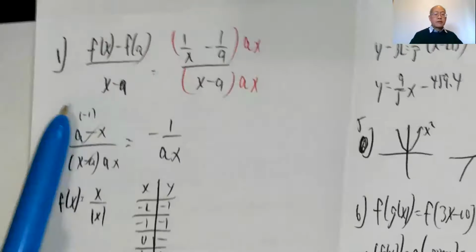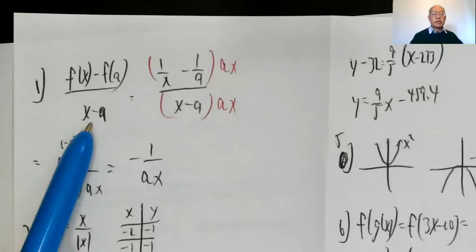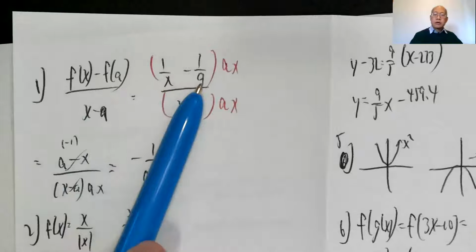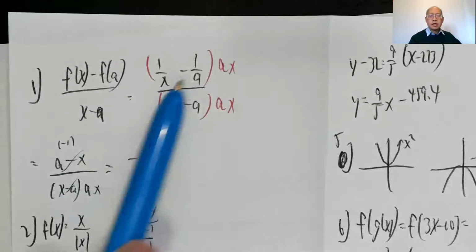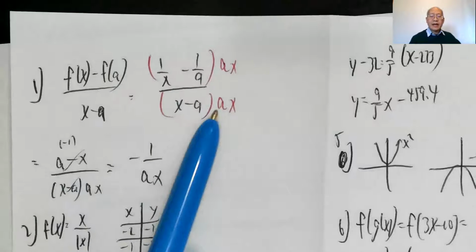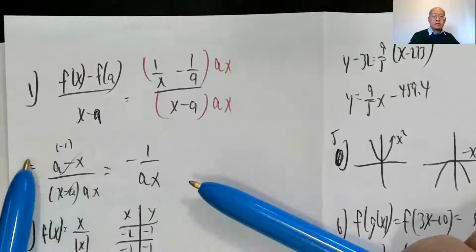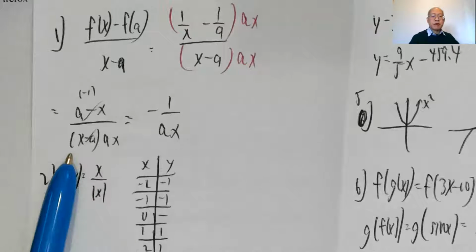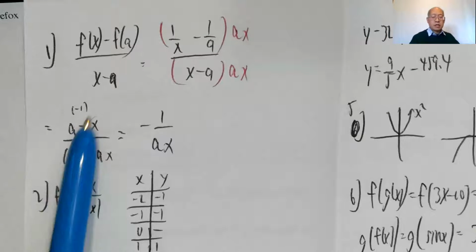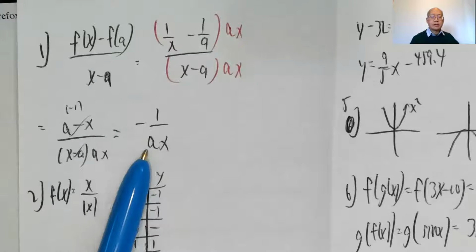Number 1, (f(x) − f(a)) over (x − a). Here's f of x, here's f of a, divided by x minus a. Multiply the top and bottom by ax to clear out the fractions. That gives me (a − x) divided by (x − a) times ax. These cancel out to give me −1. So the final answer is −1 over ax.